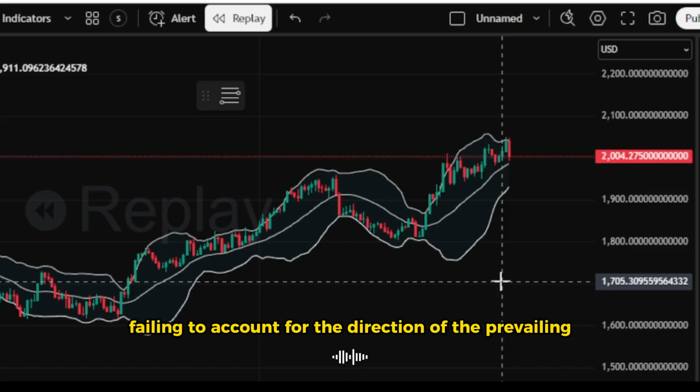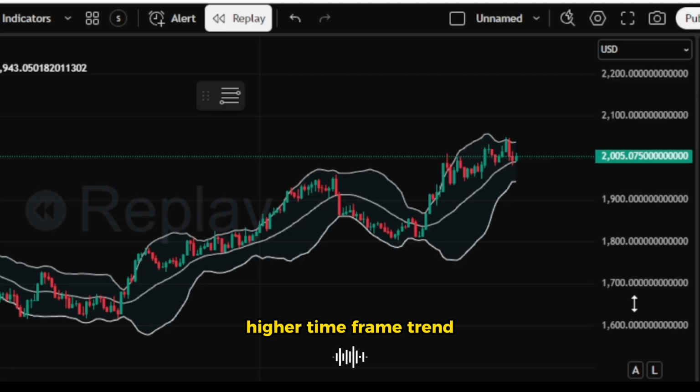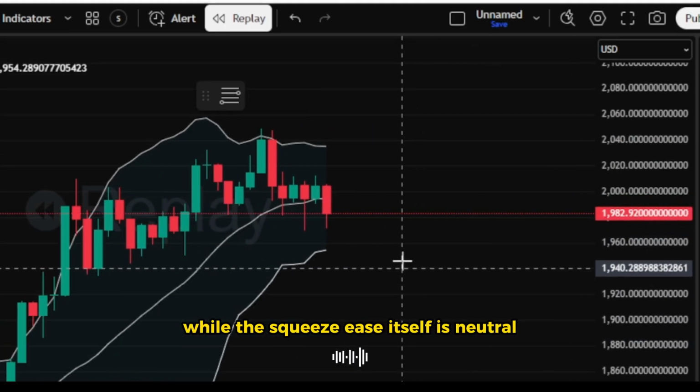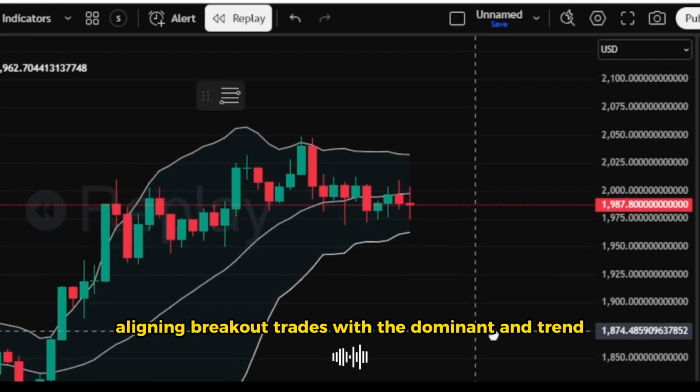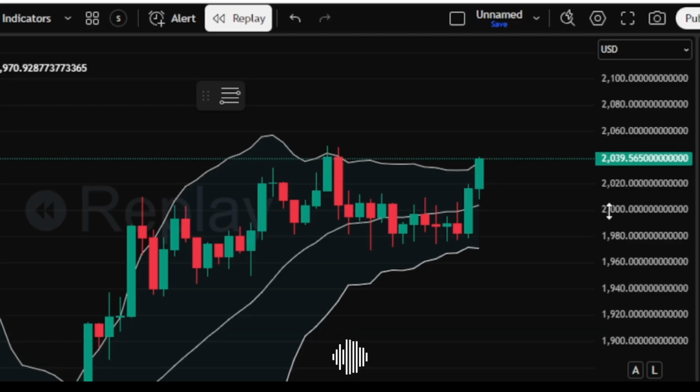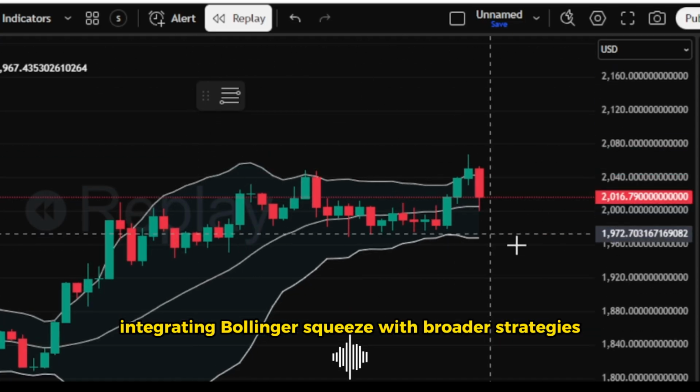Finally, failing to account for the direction of the prevailing higher timeframe trend can lead to counter-trend trades with lower probability. While the squeeze itself is neutral, context matters. Aligning breakout trades with the dominant trend increases the odds of success. Integrating the Bollinger squeeze with broader strategies.